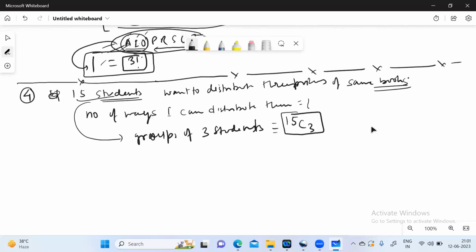But if the question is changed, so that the 3 prizes are of different categories, like different books, different components, or 3 prizes of first, second, and third, then the number of ways to distribute them is, tell me.